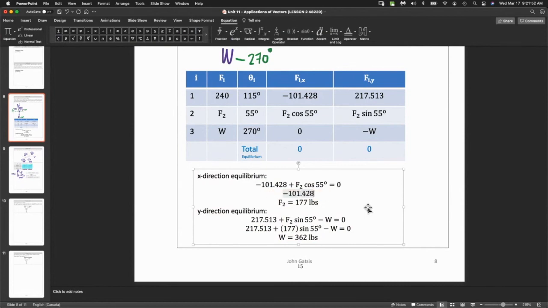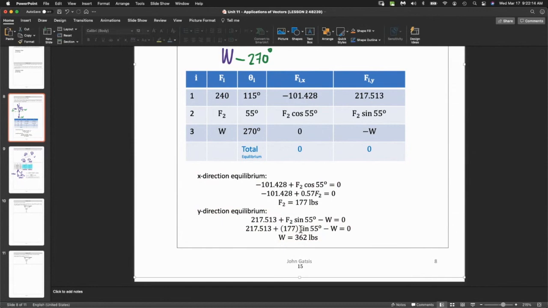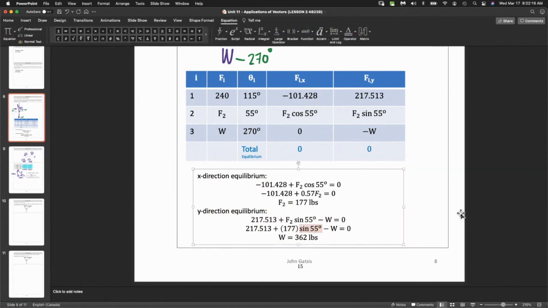What's cos 55 as a decimal? Anybody? It's roughly 0.57, but that makes it clear. I get how to go from there. Thank you. You're welcome. 0.57-ish. Anyway, that's fine. Okay, and the same thing over here, you just convert that to a decimal.